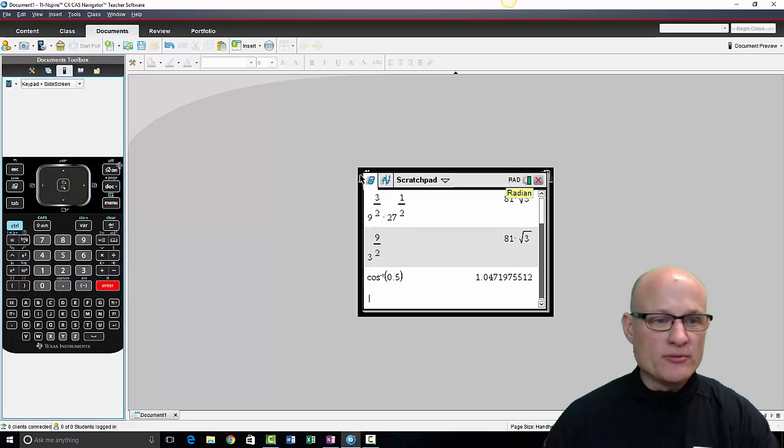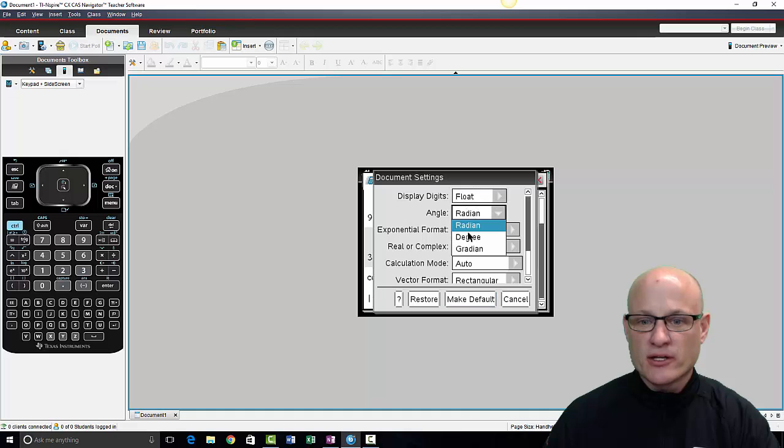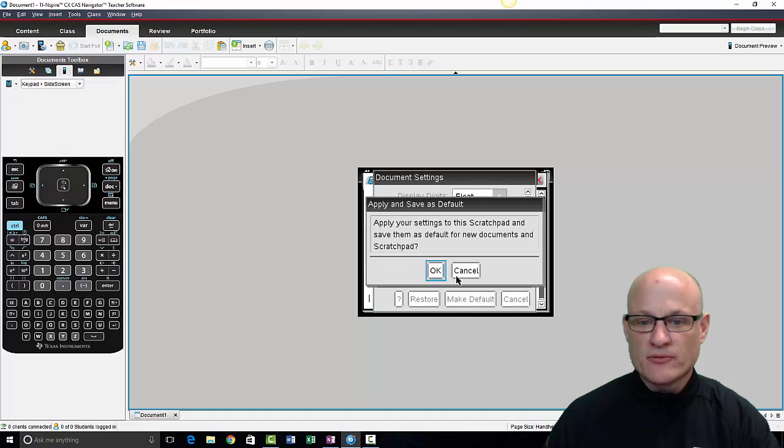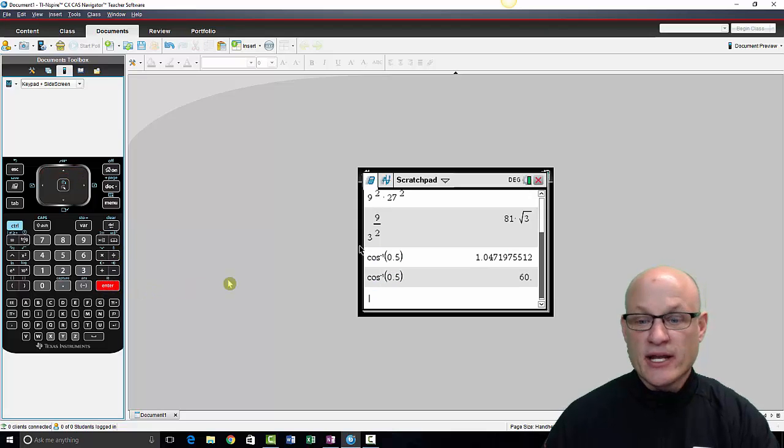Except I'm in radian mode. So I got to get out of radian mode. How do I get out of radian mode? Document settings. Let's get into degree mode. Make default. Okay. Let's do this again. And it would tell you it's 60 degrees.